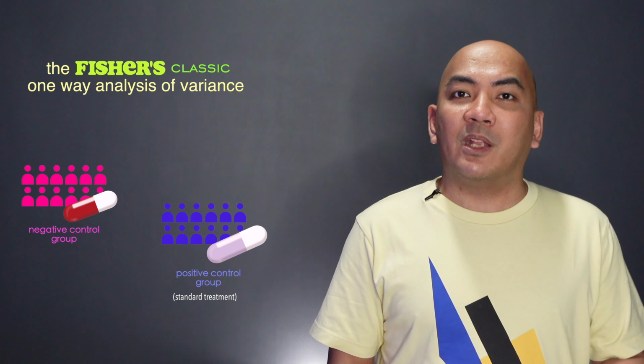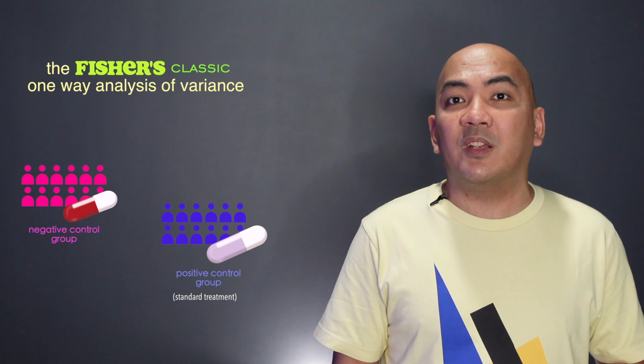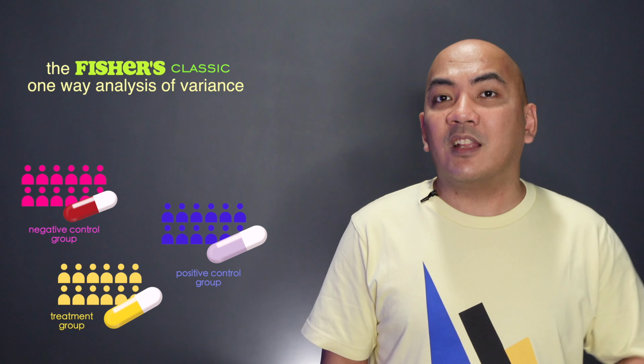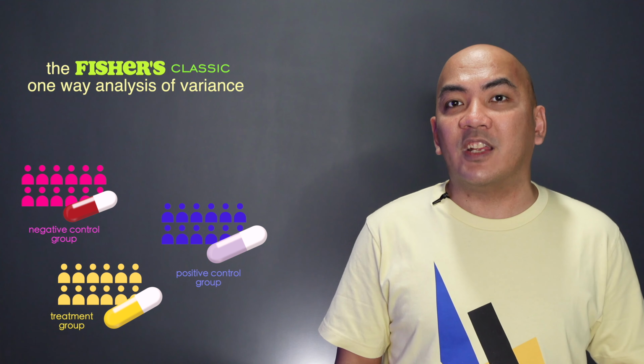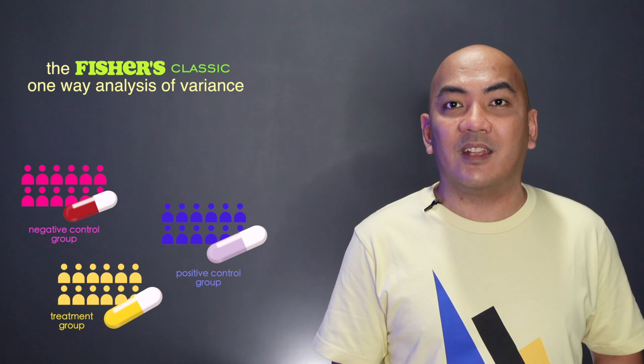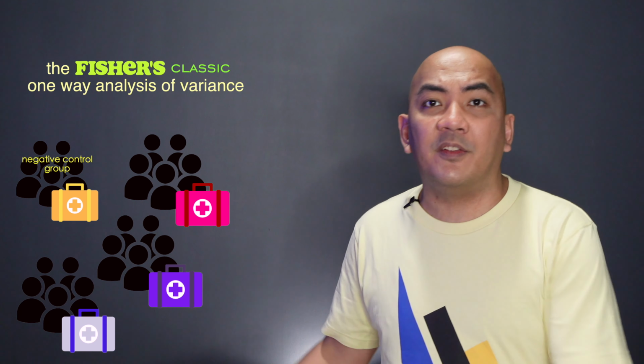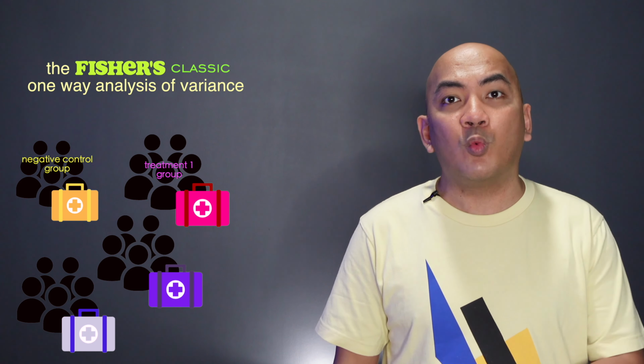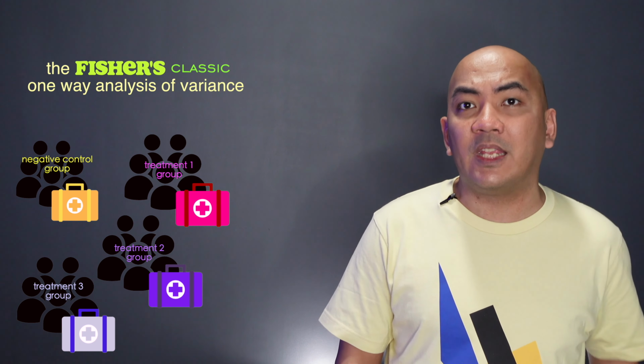A positive control group in which this group of patients are given the standard drug. And the treatment group in which these patients are given the drug which is to be tested. Or possibly three or more groups in which one group is the negative control while the rest are different treatments. Let's say treatment 1, treatment 2, and treatment 3.